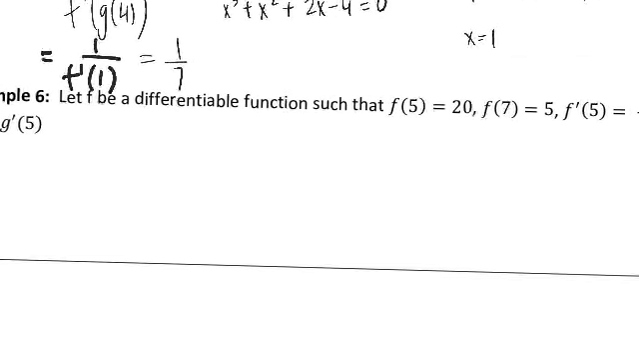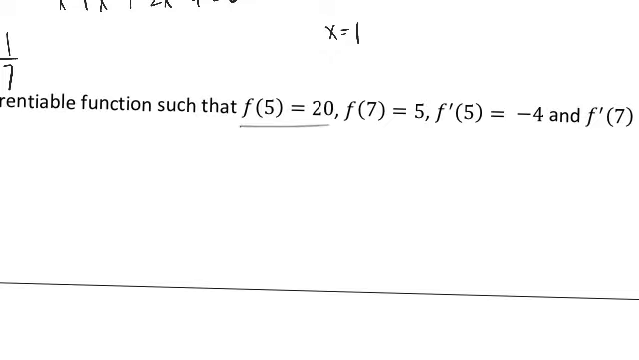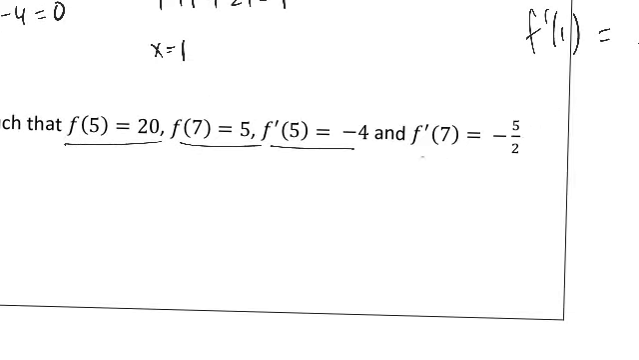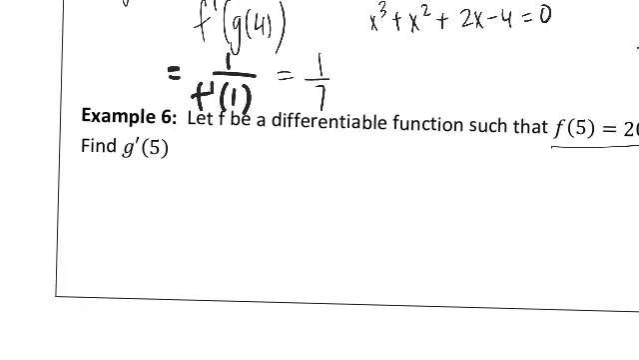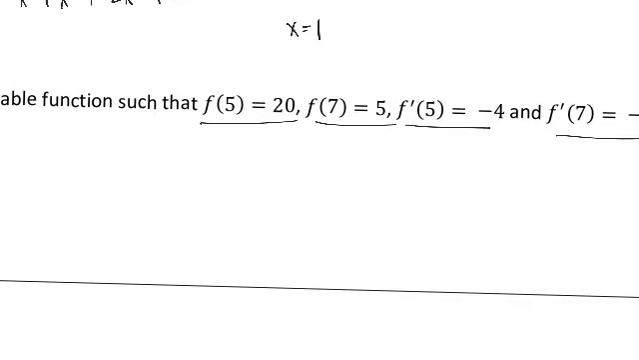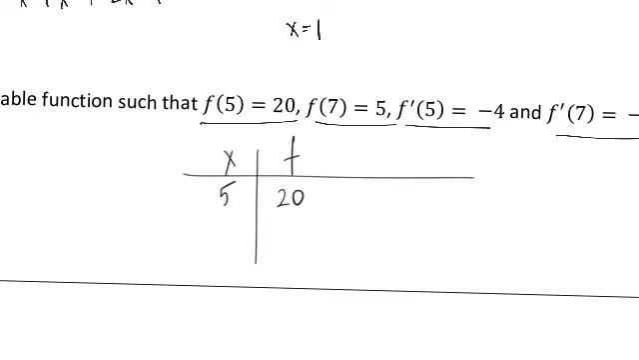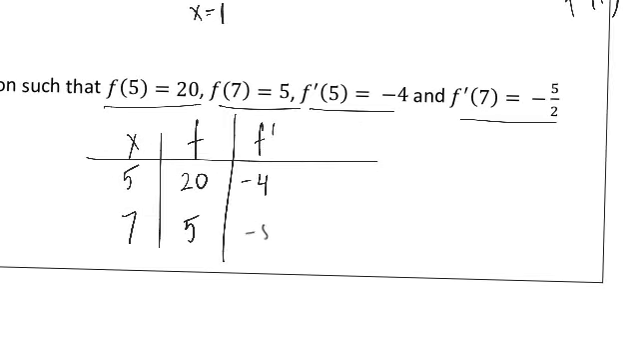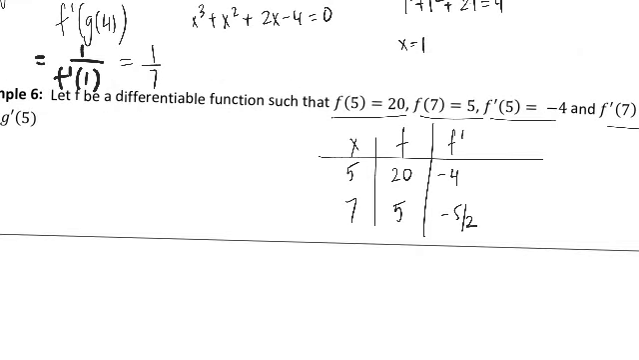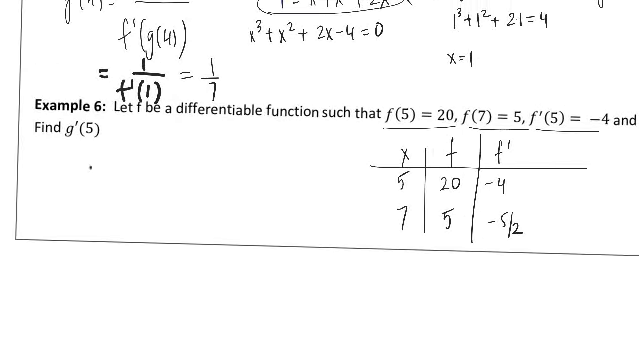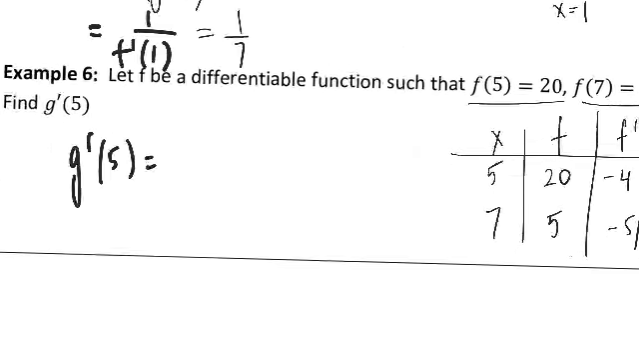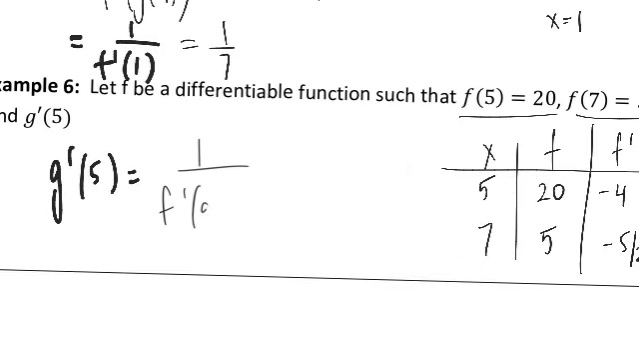This last problem, information is given to you with just a statement like this, but it's really similar to the table problem. So if it helps, you can make a table, because what we've been given is f of 5 is 20, f of 7 is 5, f prime of 5 is negative 4, and f prime of 7 is negative 5 halves, right? So you can make it into a table problem, and then if we're looking for g prime of 5, it's 1 over f prime of g of 5.